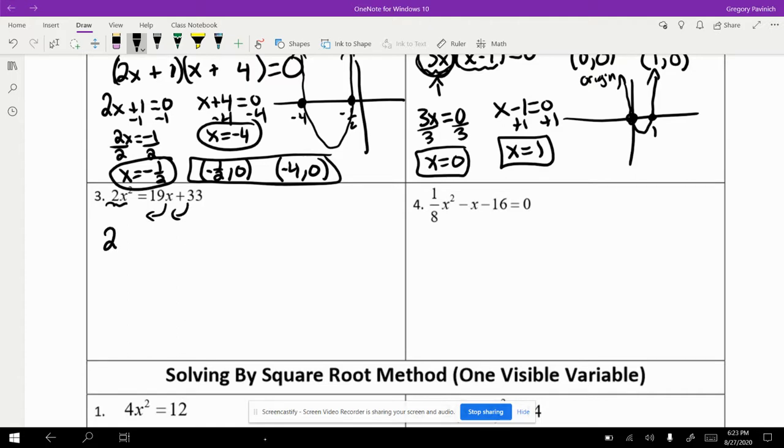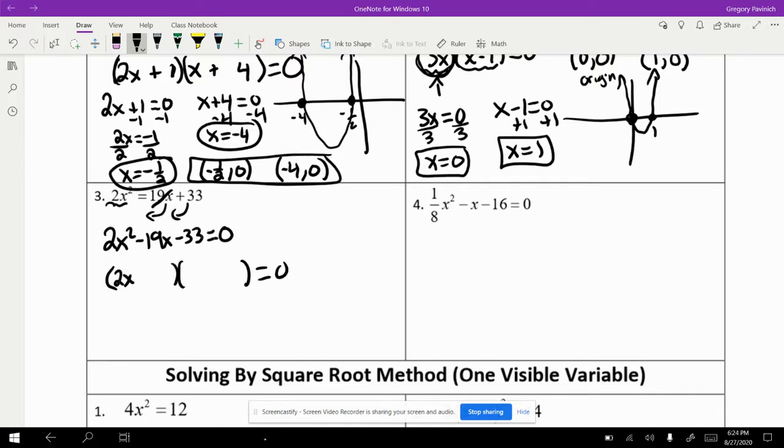So to do that, I just do the mental math. It's a positive 19x, so I subtract 19x from both sides. That will cancel that out. Got a positive 33 on the right side. I'm going to subtract 33 from both sides, and then I'm going to be left with a 0. Now I'm ready to factor.